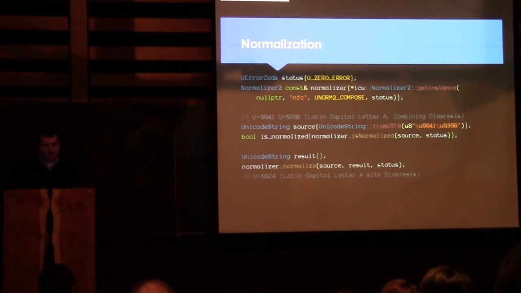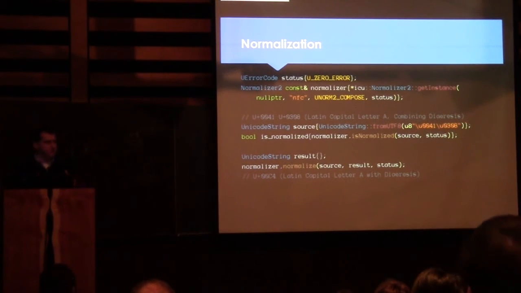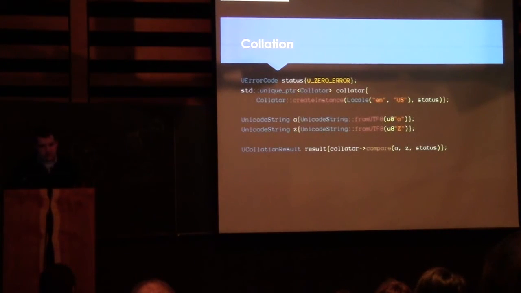So it has support for normalization. Here's an example where we normalize this string, which starts off as a Latin capital letter A with a combining diaeresis, and then we normalize it according to the composed normalization form, and that gives us back a string containing just the precomposed character, the Latin capital letter A with diaeresis. You can also do collation. It can create collators for each locale. It returns a pointer, so you can use unique_ptr to handle ownership.